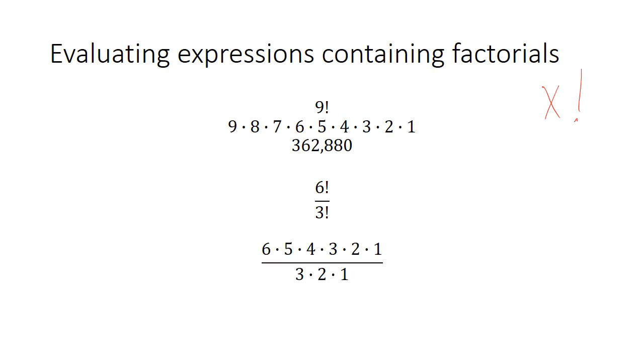If you have a division problem with factorials, when you write them out, you can actually do some reducing, so it'll make it easier. So like that 3 will reduce with that 3, the 2 with the 2, the 1 with the 1. So all you're really looking for is 6 times 5, which is 30, times 4, which is 120.